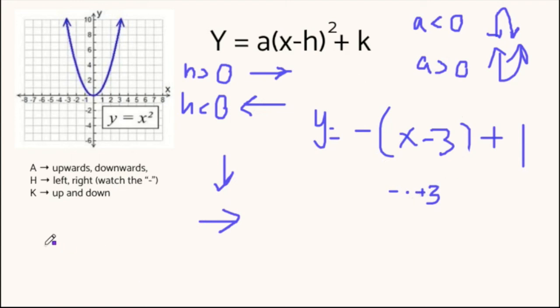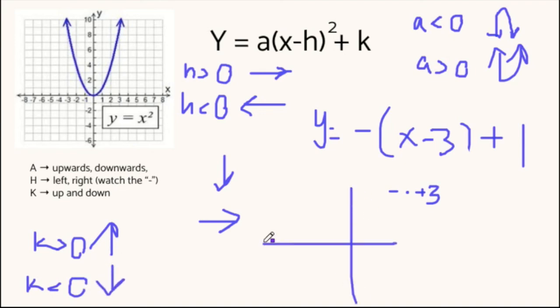When k is greater than 0, our graph is going to move up. When k is less than 0, our graph is going to be moving down. So our graph is downward facing, our graph is to the right of the original, and our graph is going to be 1 unit up.